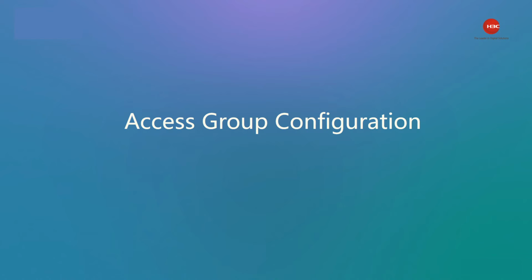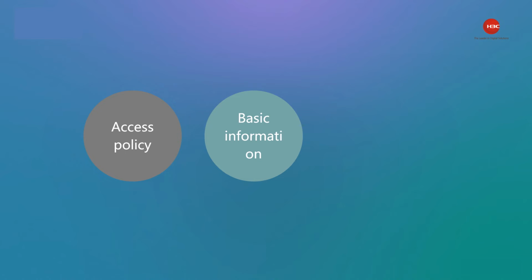After setting up the common group and security group, we need to configure the access group in the next step. The setting of access group mainly includes three parts. The first part is access policy. The second part is the basic information. The third part is the access scenario.